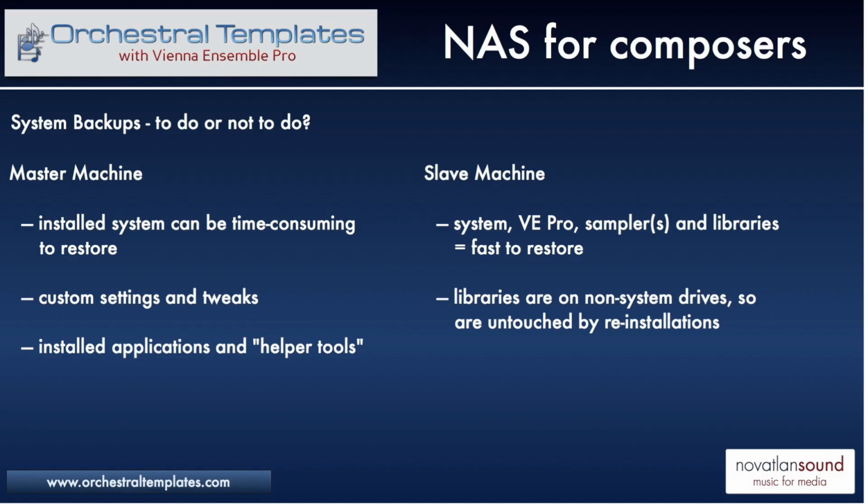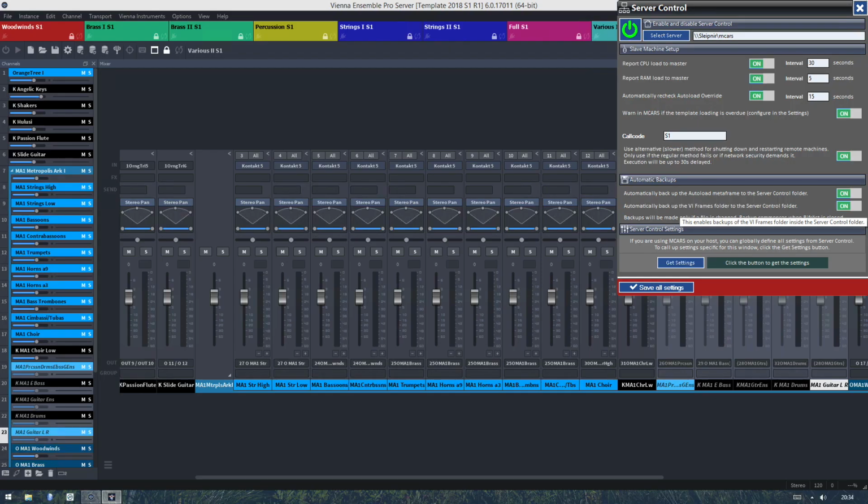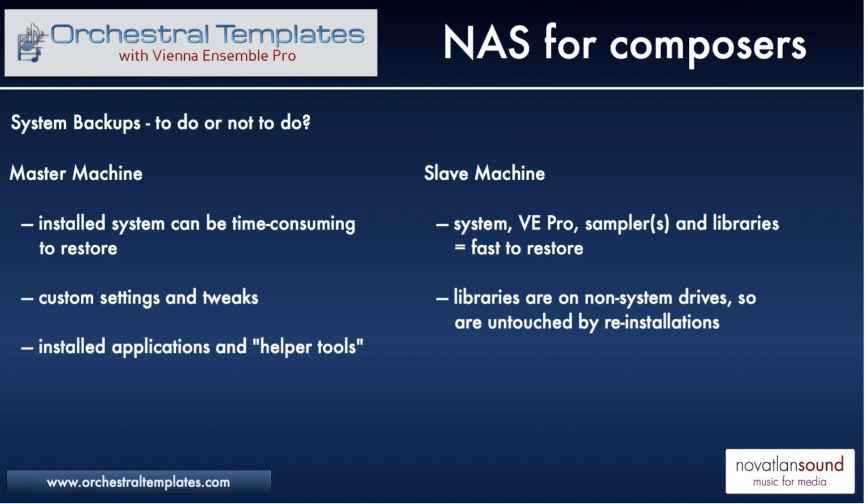C. System backup. Touching on system backups, this can be a tricky topic. If you use your machines only for work, the slaves will not really need a full system backup. Reinstall Windows, your plugins and VE Pro, and you're good because the sample drives should still all be okay. On a master machine, a system backup might be worth it if you've made tons of tweaks to the system, have lots of applications installed, and configured things to your liking.